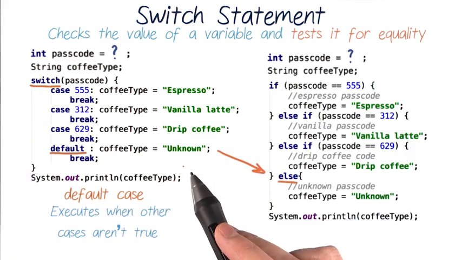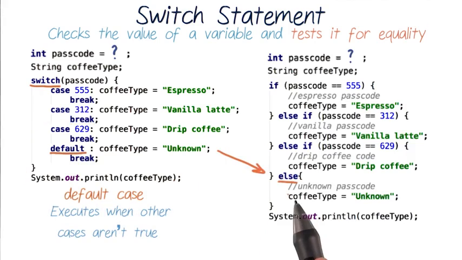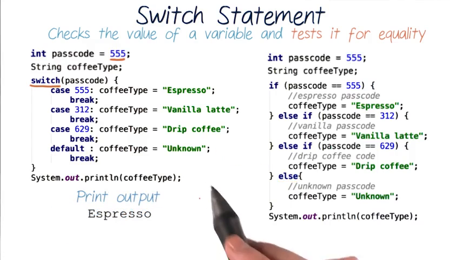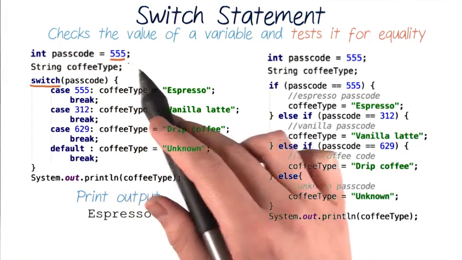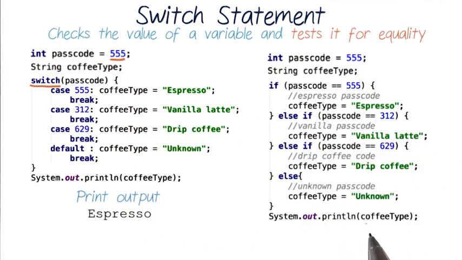There's also a default case that acts the same as an else statement. The default code will execute whenever our other cases aren't met, like if the passcode was something like 914 and we don't recognize it or don't have a case for it. So both of these sets of code do the same thing. In fact, if our passcode was 555, the print output for both of these codes would be espresso.